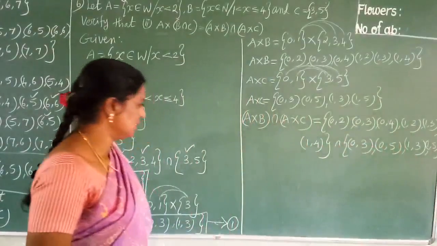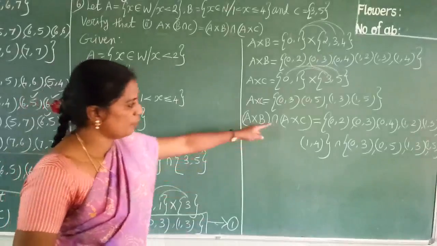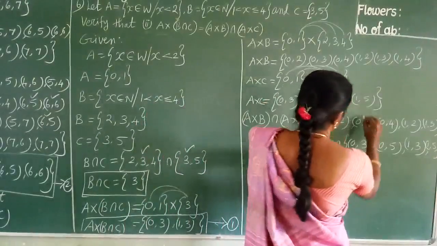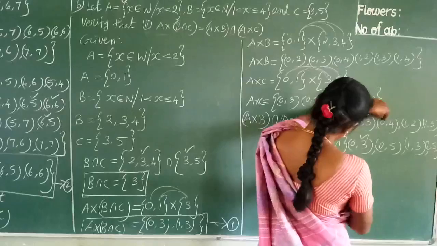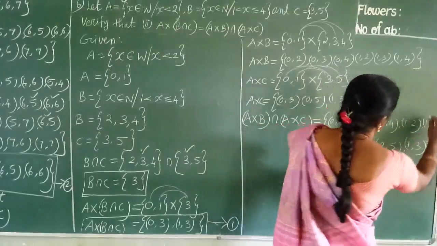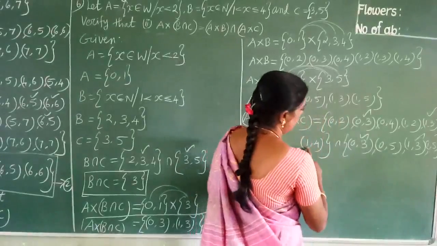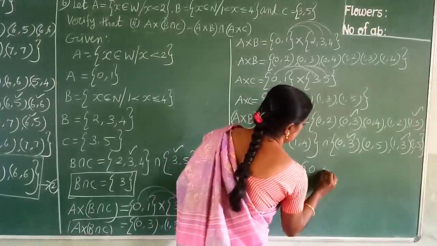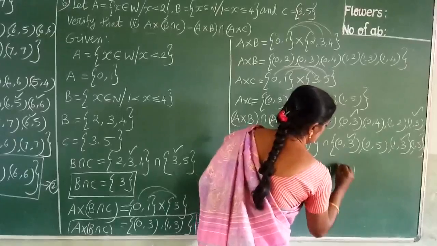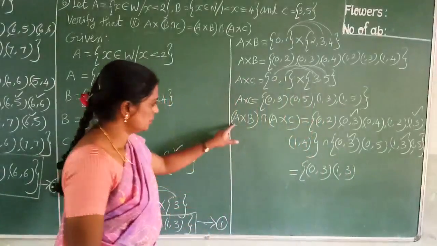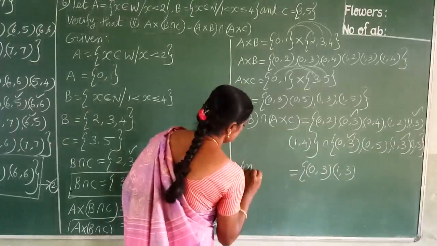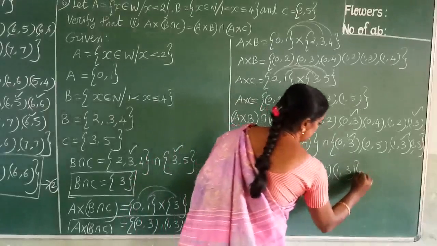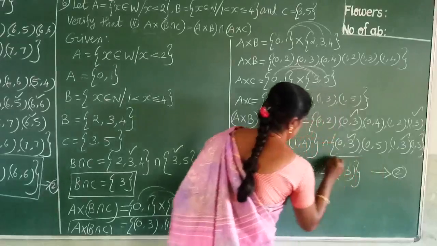So intersection means common. So what are the common elements in both A cross B and A cross C? Here 0, 2, no. So 0, 3, yes. 0, 4, no. 1, 2, no. 1, 3, yes. And 1, 4, no; here only 1, 5. So what are the common? 0, 3 and 1, 3. That's all. So this is (A cross B) intersection (A cross C). That is the second equation.